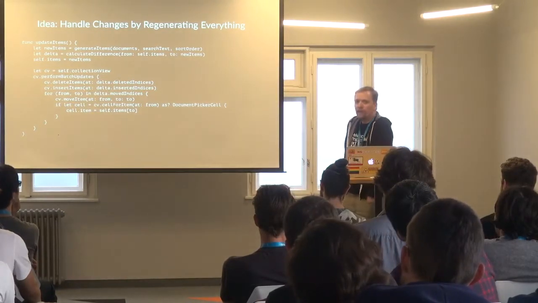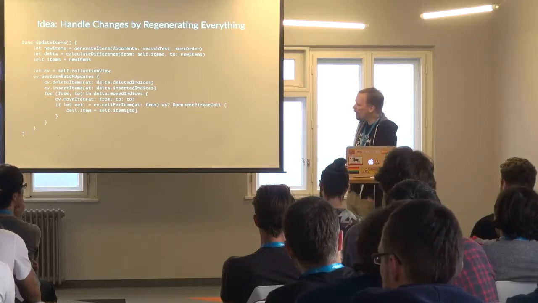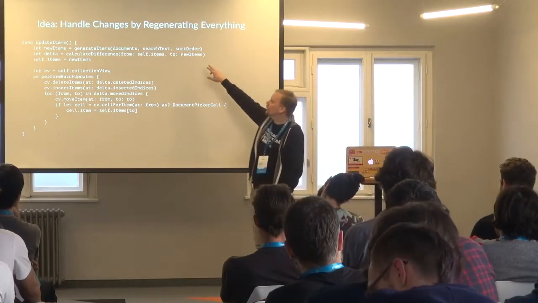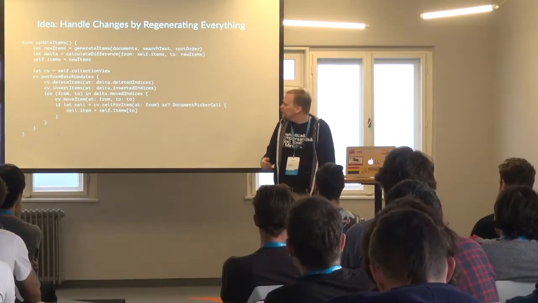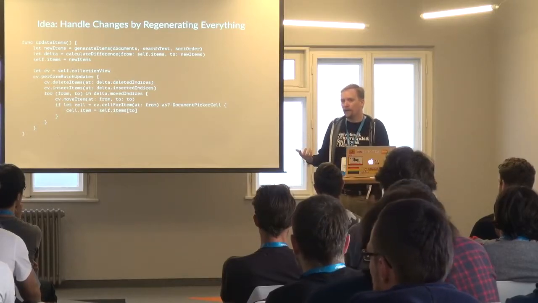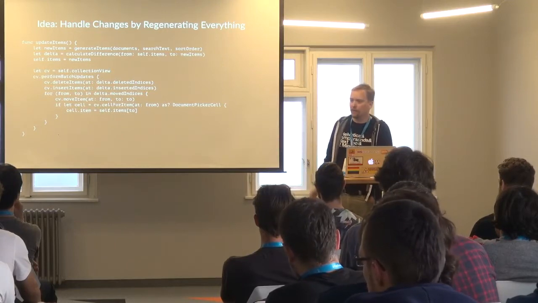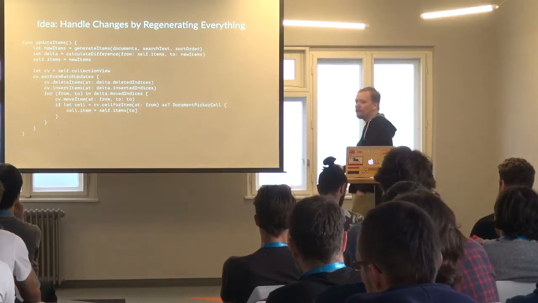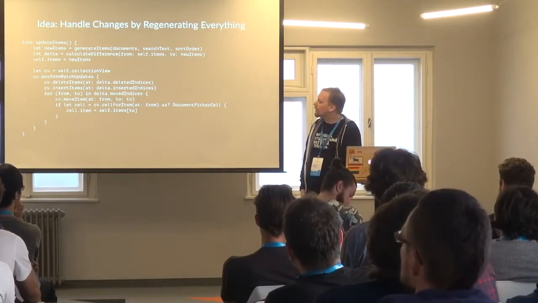Now, this works fine. There's nothing really wrong with it. It's very easy to implement. Although you have to write this calculate difference thing once, you only have to do it once because it just compares two arrays. And if the element types are restricted enough, you can do this in a generic way. So you write it once, and then you can reuse it in whatever task you might have.